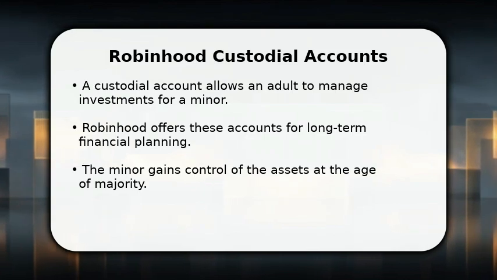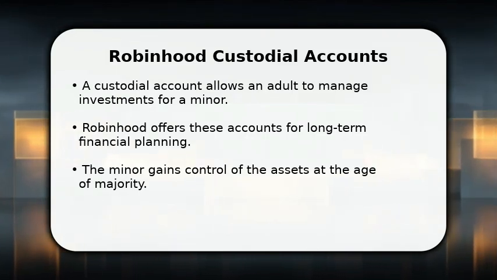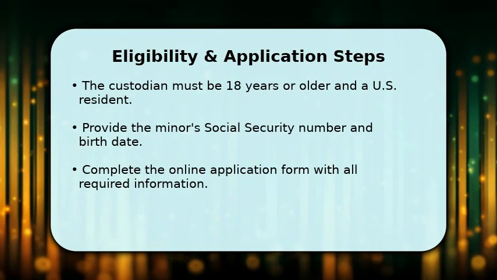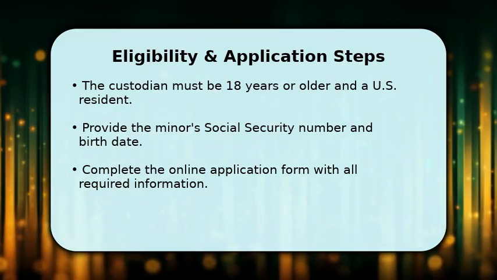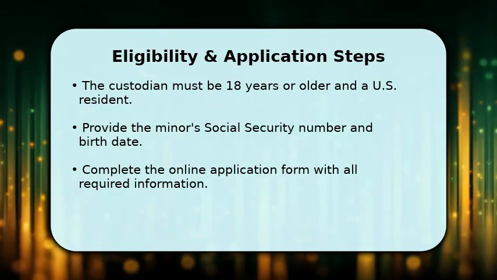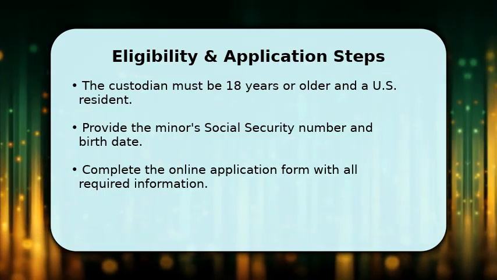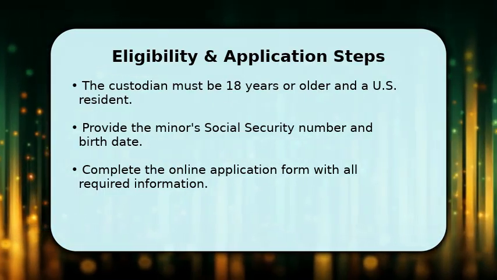This account type is excellent for investing in a child's future. To begin, the custodian must be at least 18 years old and a United States resident. You will need the minor's full legal name, social security number, and date of birth.